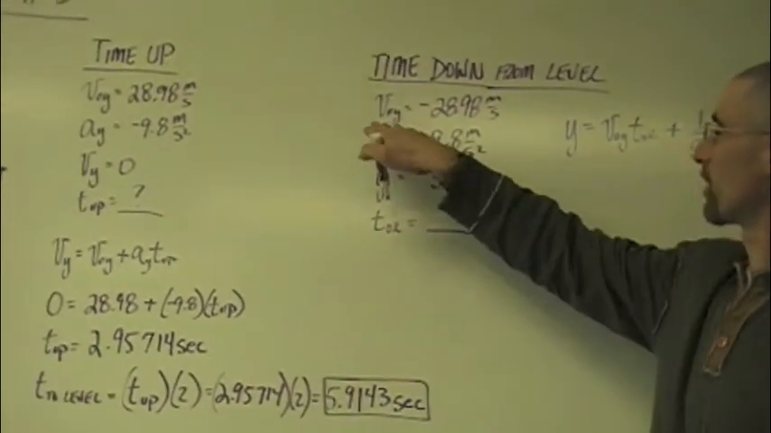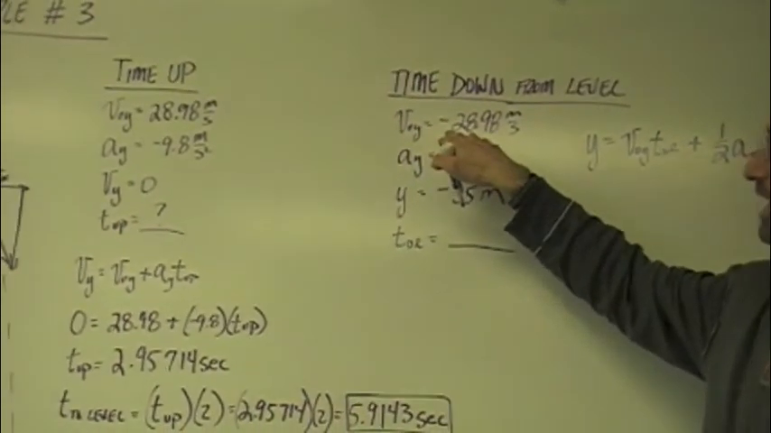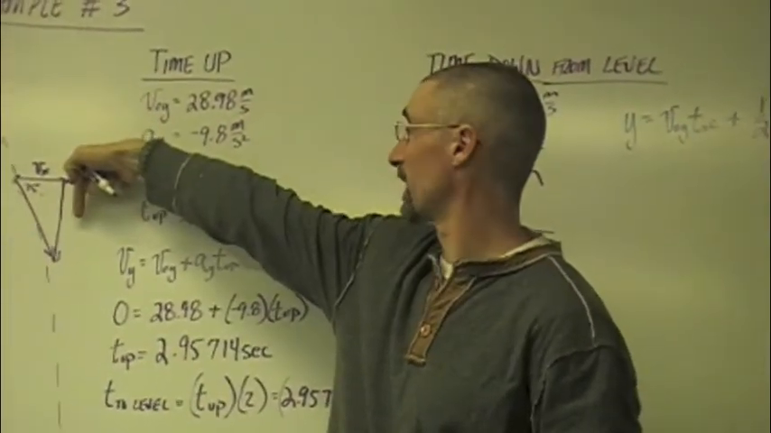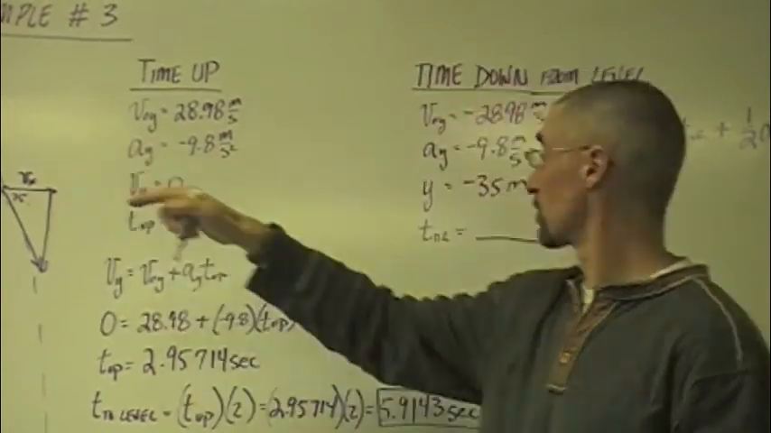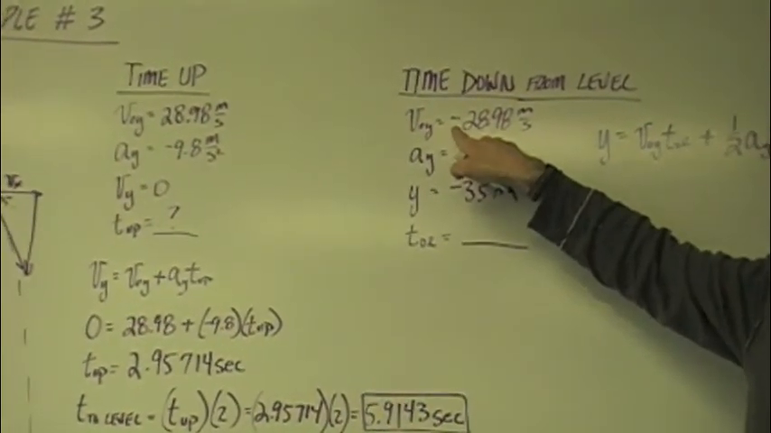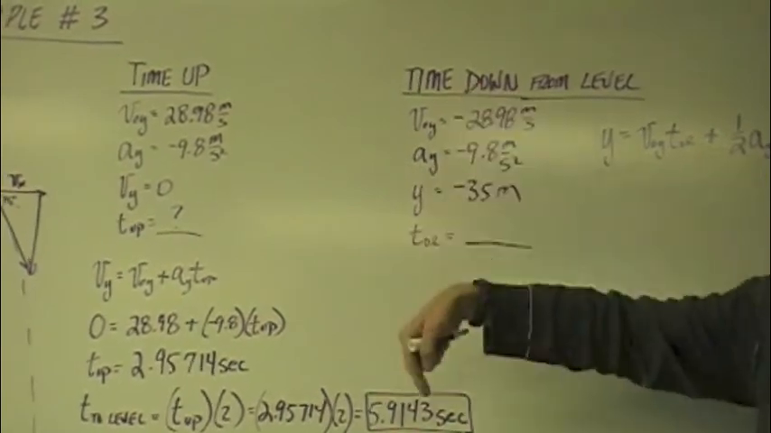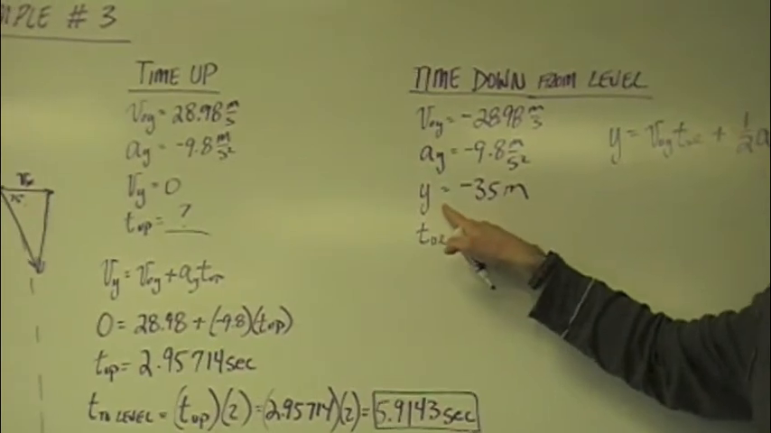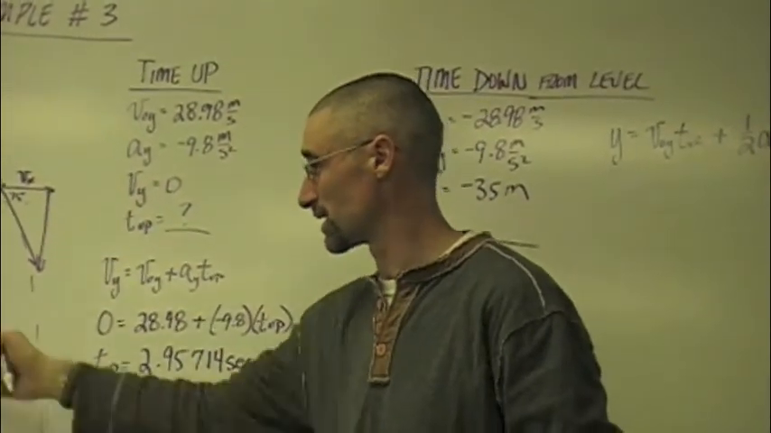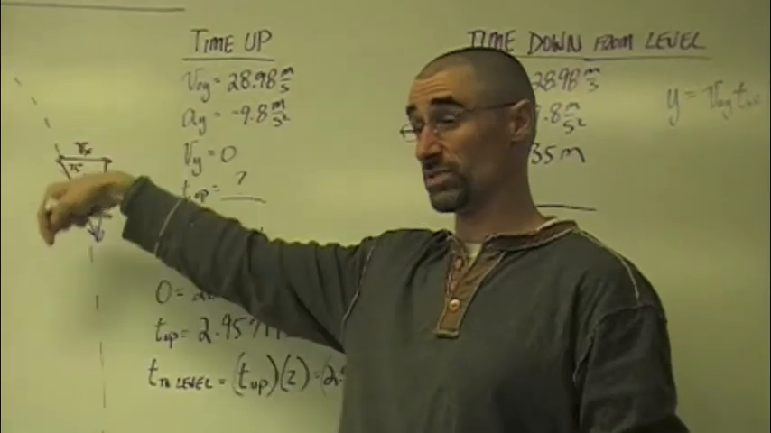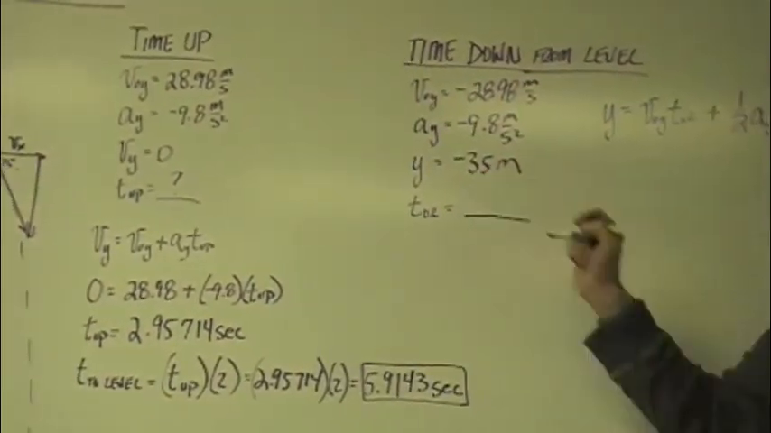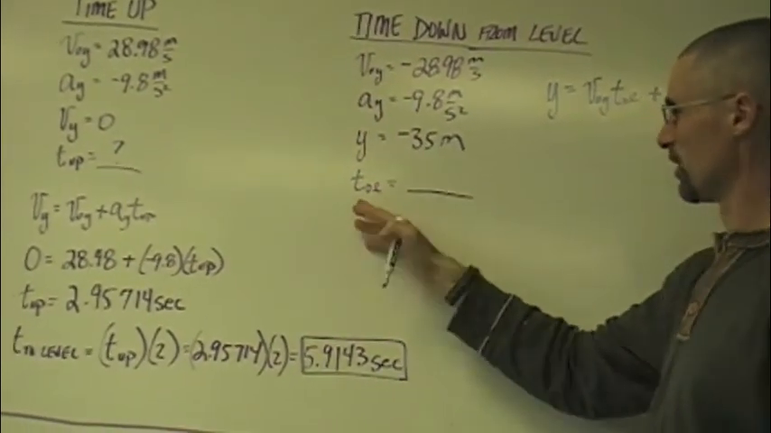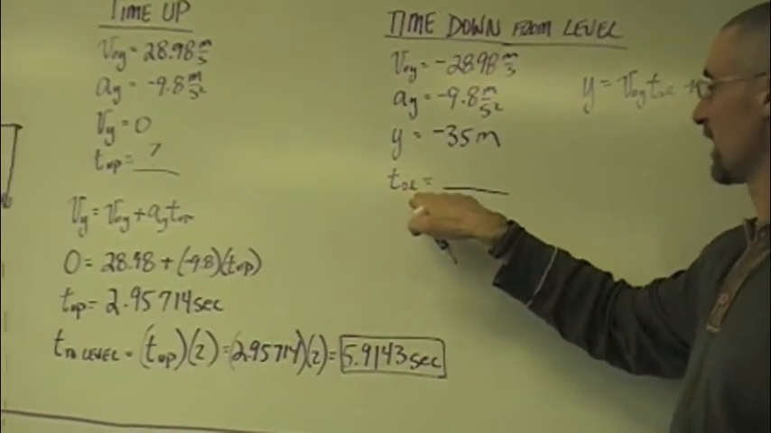Would you guys agree that our velocity initial in the Y, instead of being 28.98 upward, is now going to be 28.98 downward? So I've made that negative. My a_y is still going to be pulling down, so it's going to be negative 9.8. And the distance I have to travel from this point down to this point is 35 meters downward, which gives me negative 35 meters.